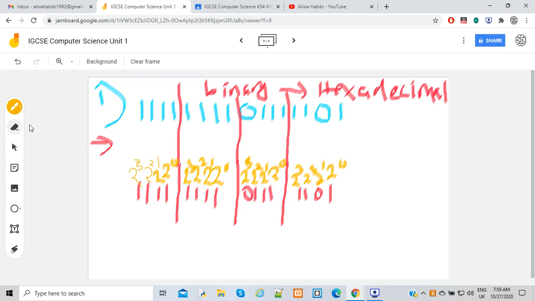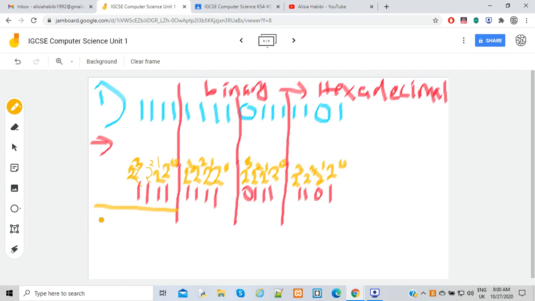Okay, so now that we have our powers of 2 written, oh, sorry about that. I wanted to erase this and write it well. So now that we have our powers of 2 written down properly for each of these 4-bit groups, we're now going to multiply the powers of 2 by each of these bits that we have. We're going to start on this side. So here we have 2 to the power of 3, okay?